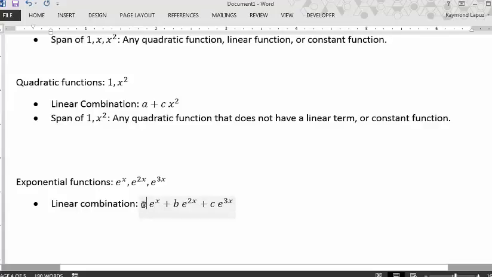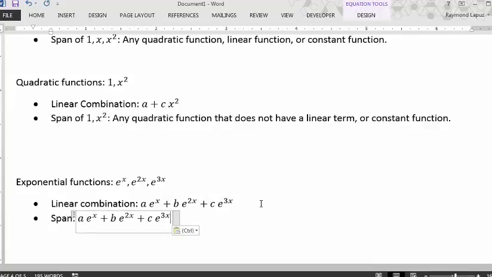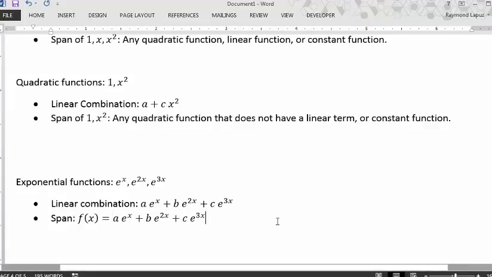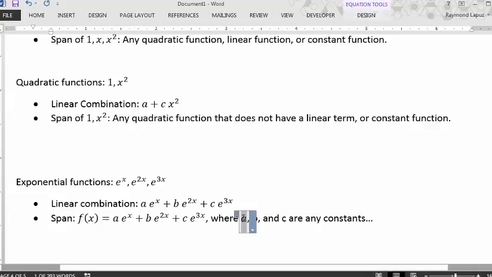So the span of this, and this is a case where there's not really much to describe. The span of this would be the set of any function, let's call it f of x, equal to this, where a, b, and c are any constants that could also be equal to 0. So I know it's not very descriptive, but that's the best we can do with a span.